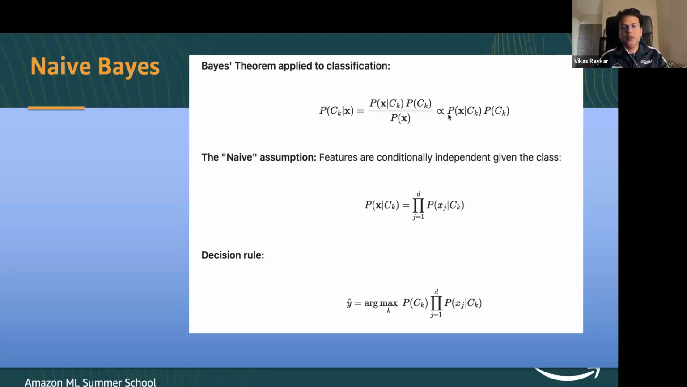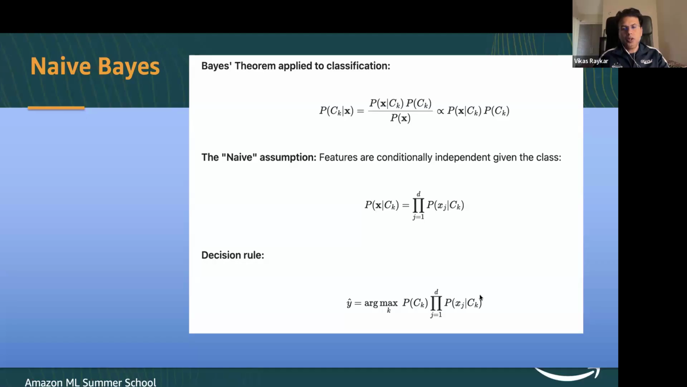Now we want to calculate what is called the likelihood, which is probability of X given CK. Given the class CK, how are my features distributed and what is the model for it? The reason it is called naive Bayes is because it makes a very simple assumption: that features are conditionally independent given the class. If there are D features, you assume all the features are independent for a given class. Hence, you can factorize it as the product of individual terms, P of xj given ck. So now the decision rule is that your class is the one which maximizes P of ck times this term.